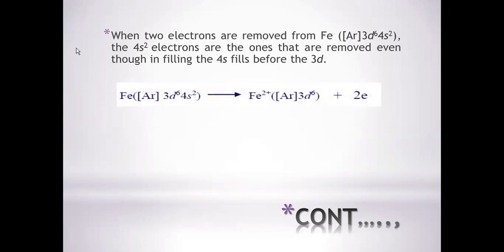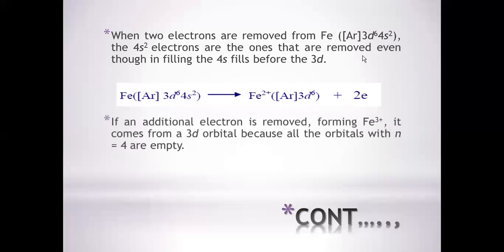You can see here why. One thing we have studied is the highest principal quantum number and the filling order. The 4s2 is filled before the 3d, that doesn't matter, but this is what governs removing the electron. So you will end up with what? Fe2+ argon 3d6. So you should be very careful about that when you are writing. These rules are very important to find the electron configuration of an ion.